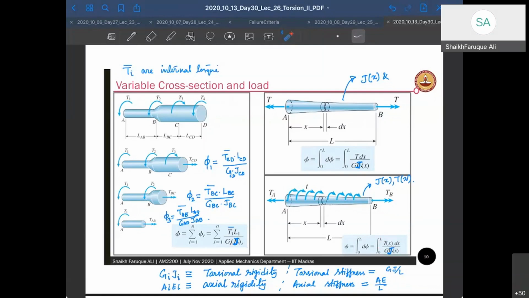Apart from very simple ones where the cross sections are not changing continuously, where there is only a tapered cross section, step cross sections, or only a step change in material or J or diameter, only then can you use the summation rule. But if there is continuous change of anything, either torque or cross section or the material, then you have to use this formula, the integral.